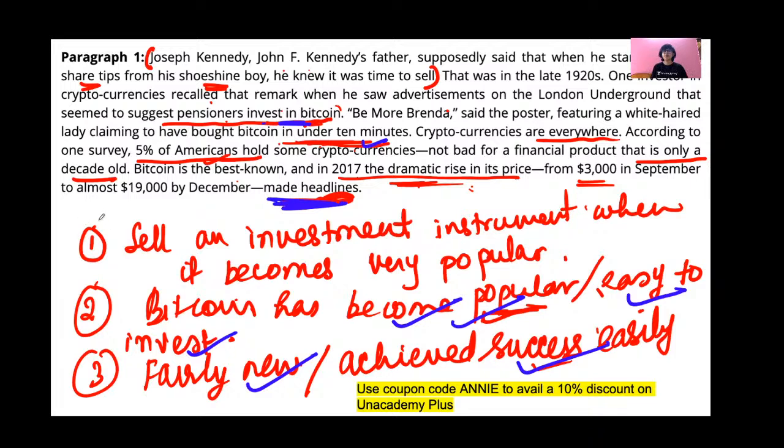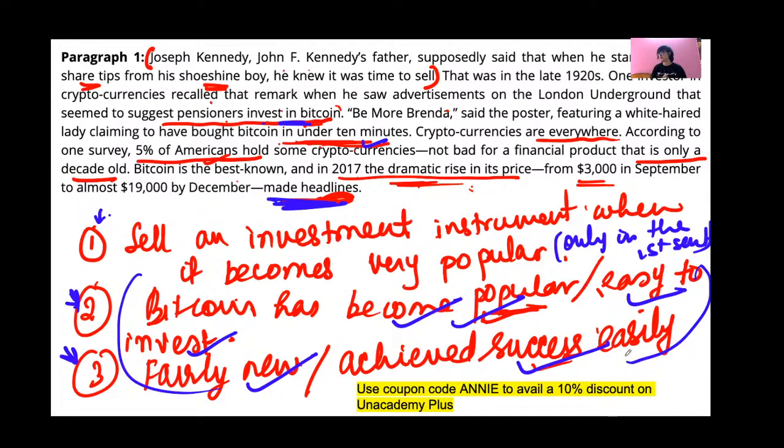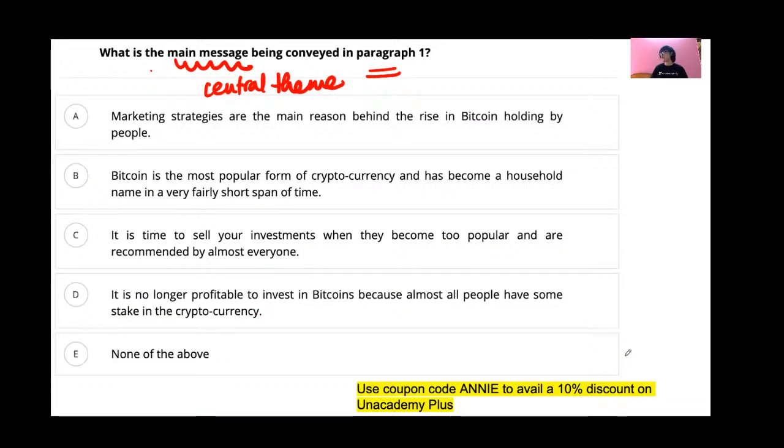So if you see, regarding the first inference, this one has been mentioned only in the first sentence. But in the following sentences, point number 2 and point number 3 have been mentioned repeatedly. So can we say this is your central theme of the first paragraph? Right? So now let's go to the question. What is the main message being conveyed in paragraph 1? Marketing strategies are the main reason behind the rise in Bitcoin holding by people.